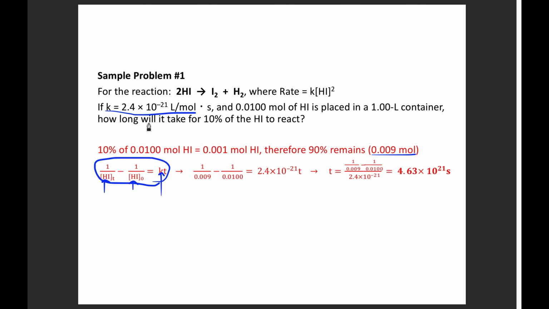That's how long it will take, the overall time that has passed. So plugging in the numbers, we get this. Now we want to get t by itself, so we divide both sides by our k value, which gives us this. Do the math on your calculator, and you should get a final result of this. Okay, so there is your answer for sample problem number 1 and how we went about plugging in the numbers to the second order equation.